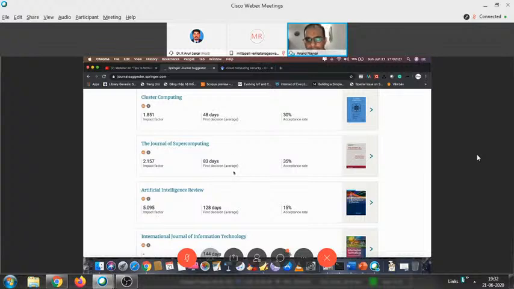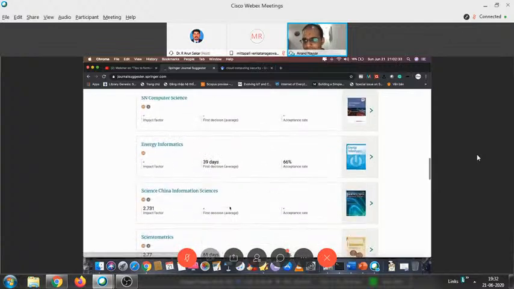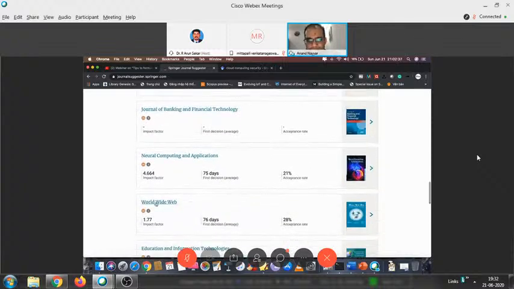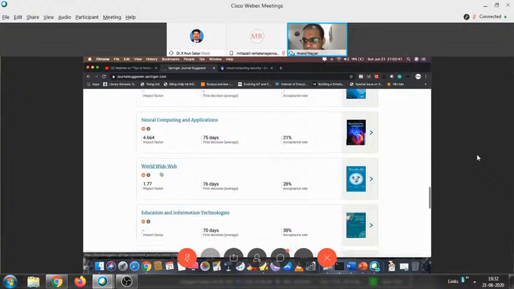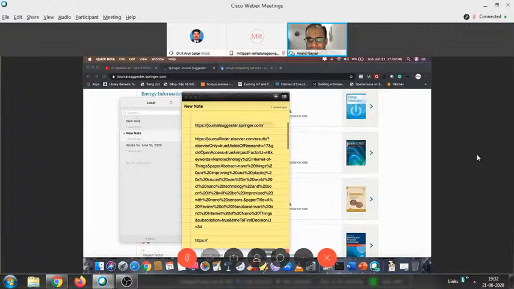After that, you can see which journals are coming in the scope of this type of paper. You can see the first stage of decision: 48 days, 83 days, 128 days, and what the acceptance rate is. All those journals are coming where you can put your paper. You can see over here, even World Wide Web is a journal, and even the impact factor is listed. So this is one of the tools that you can use in order to find and select the journal.